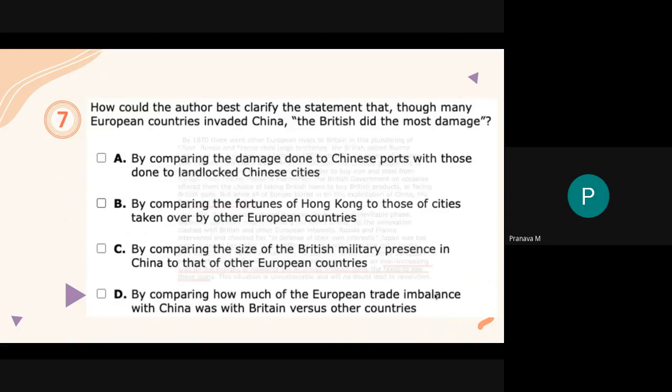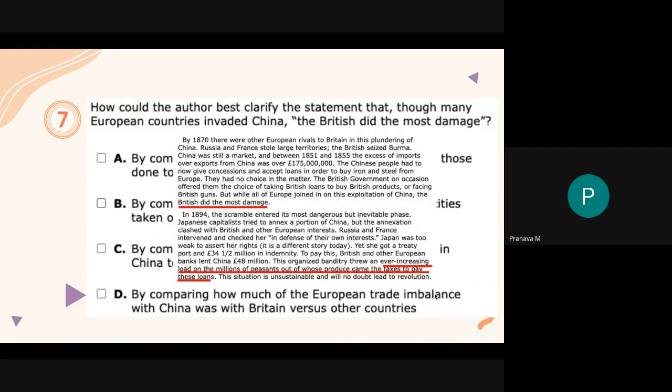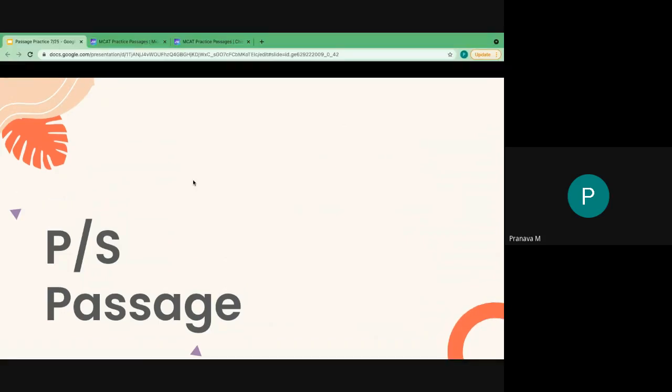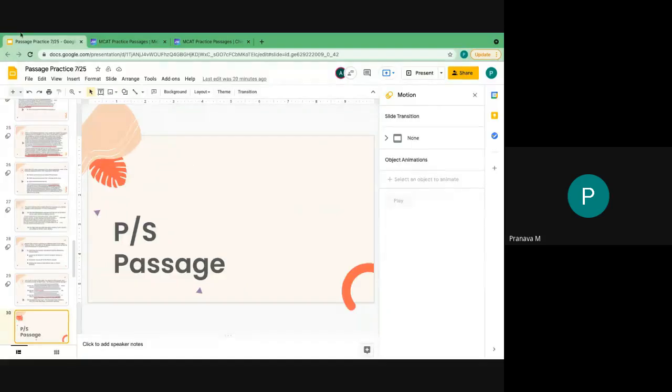Back to... so it's talking about the same exploitation reason as the cause for revolution. So yeah, back to Ashley for the psych-soc passage.